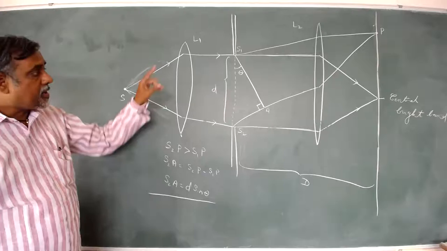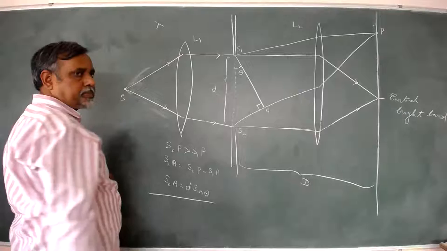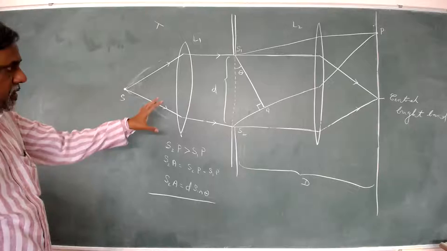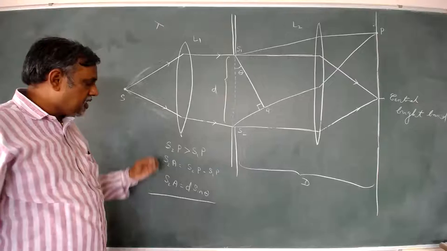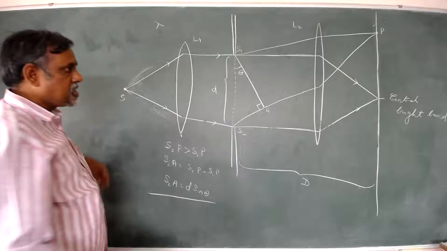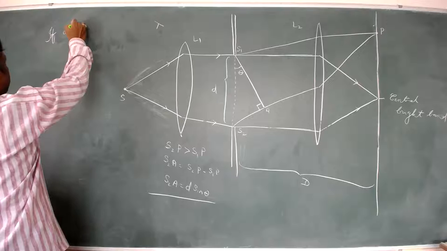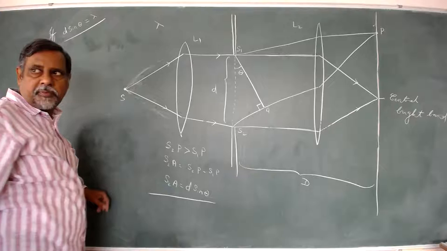Now, what about the light that we are using? The light has wavelength lambda. So, if this path difference, S2A, is equal to lambda, this is a very, very important point. Look at this. Path difference, that is d sine theta, is equal to lambda. If path difference is equal to lambda, then you will be getting a dark band.